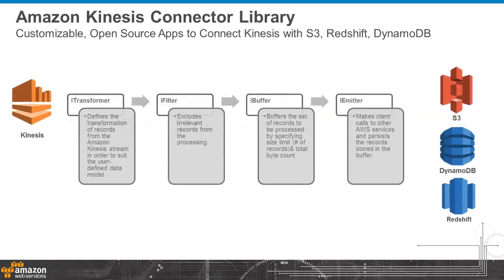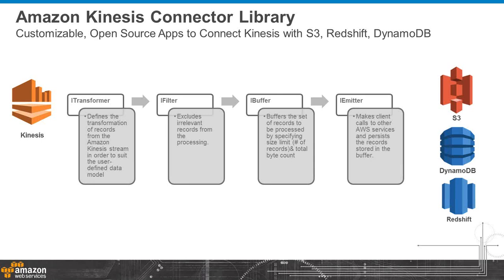As we mentioned, Kinesis also enables movement of data across different other processing systems and data stores. The Kinesis connector library is a customizable open source set of applications that help connect Kinesis streams via Kinesis applications onto stores like S3, DynamoDB, and Redshift.